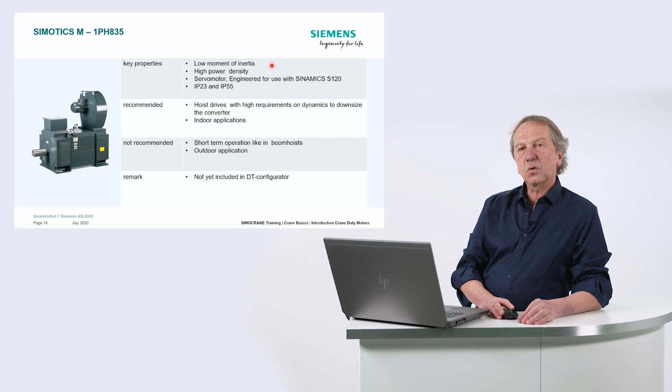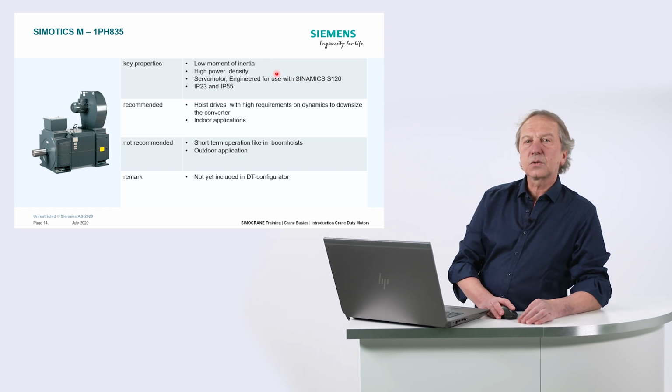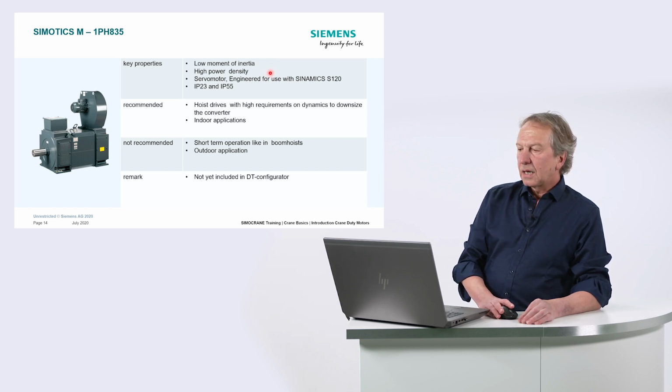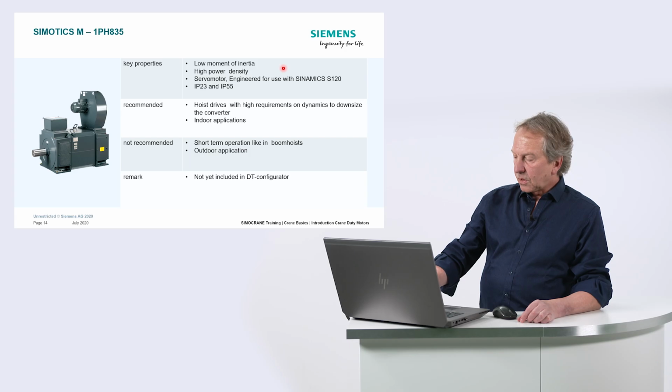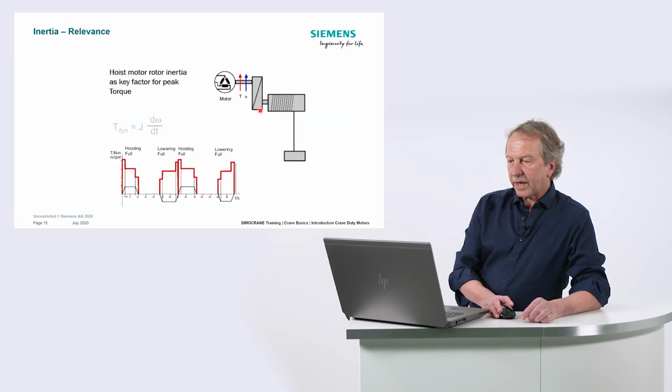And when it comes to large cranes in a 24 hours operation, we have two issues. One is the energy consumption. The higher the moment of inertia is, the higher is the energy consumption. And the second thing is, if you have a high inertia, you also need a higher power in feeder and motor modules. The relevance of the inertia you can see here.